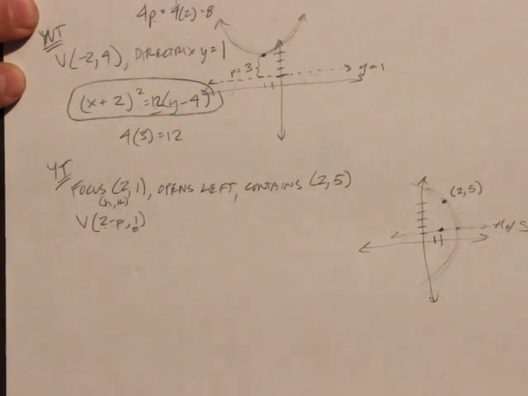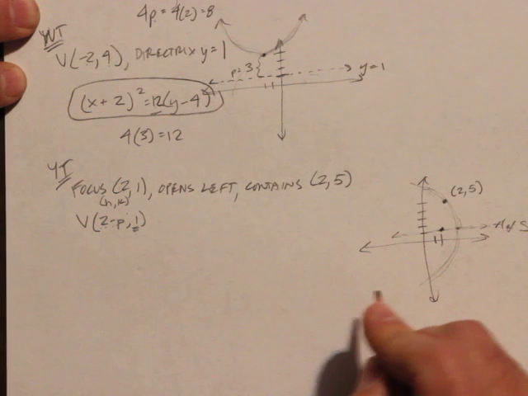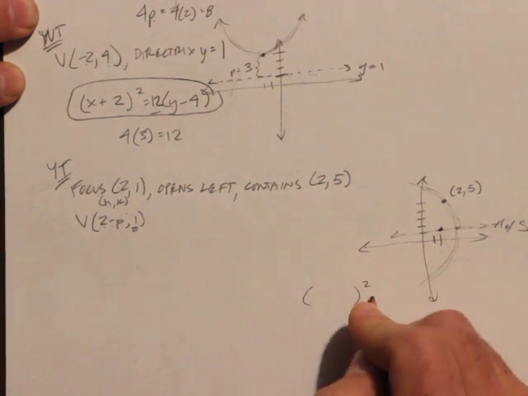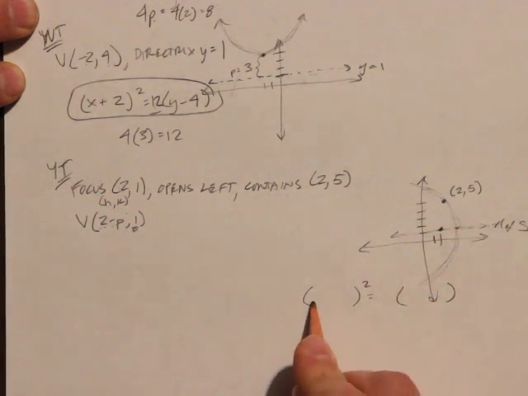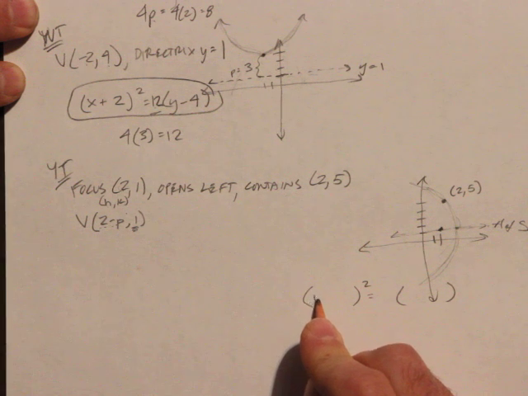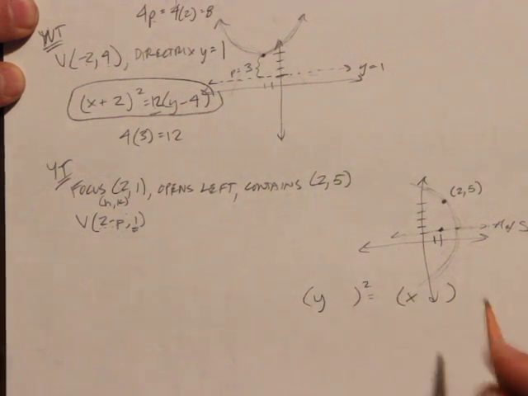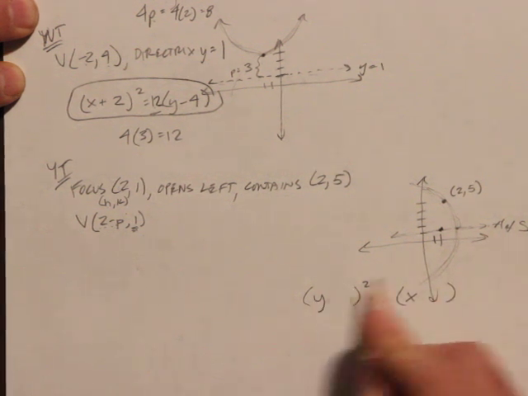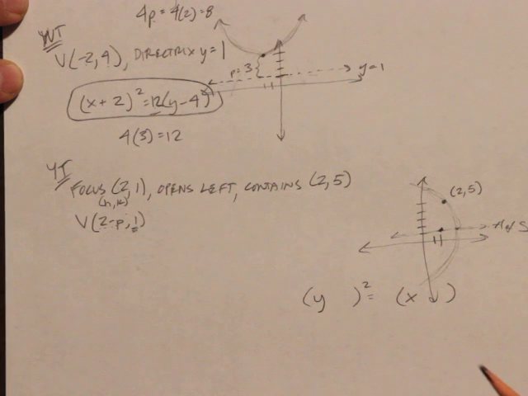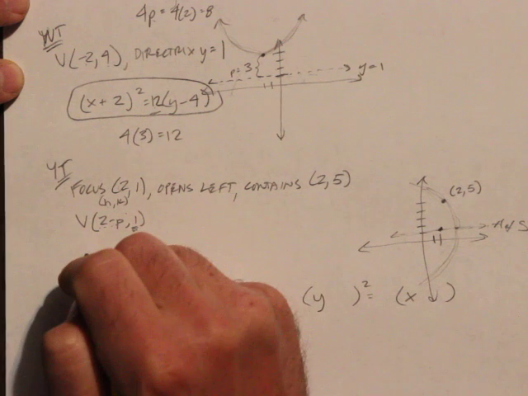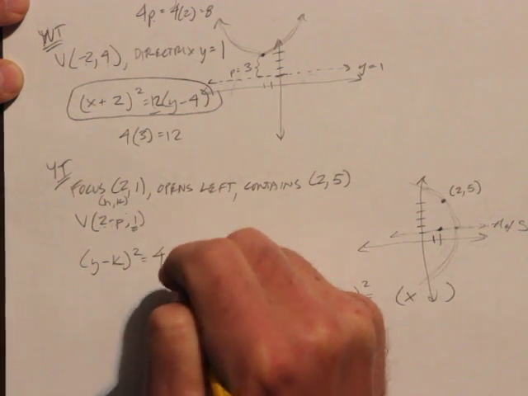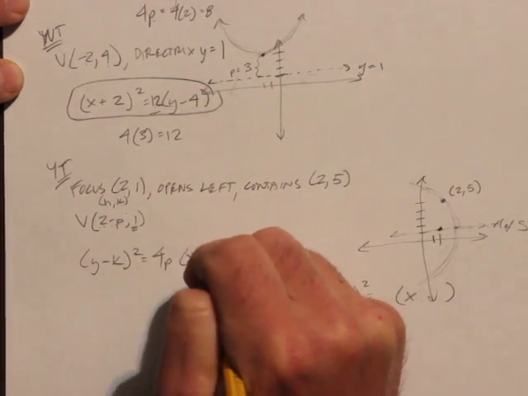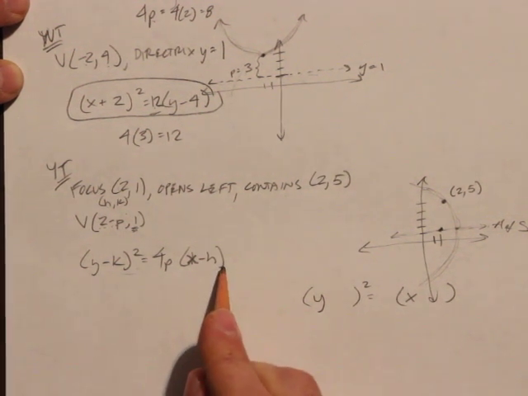Okay. So let's start our equation. Squared equals. Now I know that this is going to be my y value, and this is going to be x, because it's opening left and right. So y is going to be the one that's squared. I don't have any other information that I can plug in here yet, but we'll find it pretty soon. So I have to say (y minus k) squared equals 4p times (x minus h). So that's the standard form of this equation.